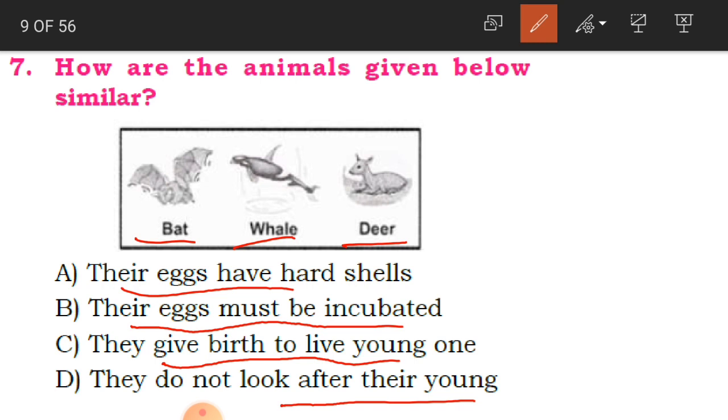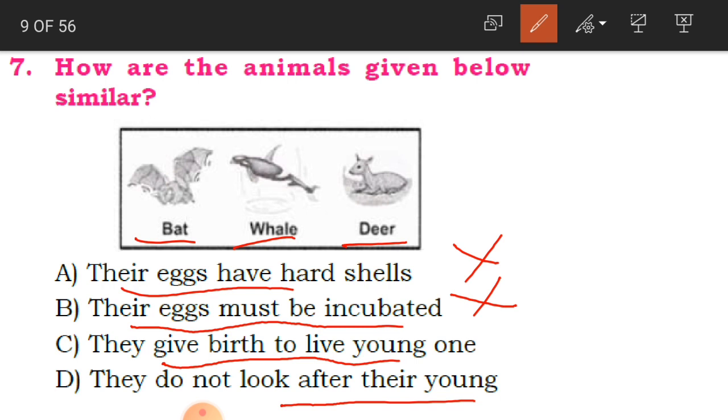Do their eggs have hard shells? No. Actually they do not lay eggs. So A option is wrong. B, their eggs must be incubated. Incubated in the sense, children, providing some warmth to the eggs. Because they do not lay eggs, this option also becomes the wrong answer.